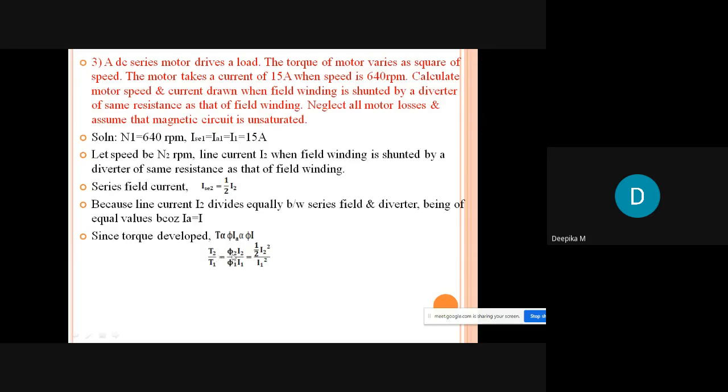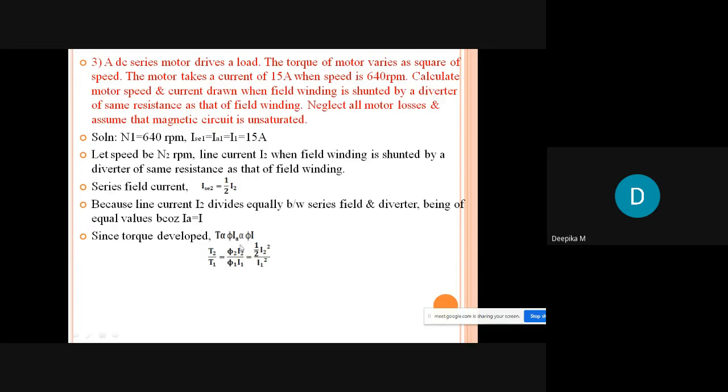Hence, we have written T2 by T1 equals phi 2 I2 divided by phi 1 I1. If it were an inverse relationship, then we would have written T2 by T1 equals phi 1 I1 by phi 2 I2. As it is a direct relationship, we have written it this way. And we also know that flux is proportional to the current, correct?